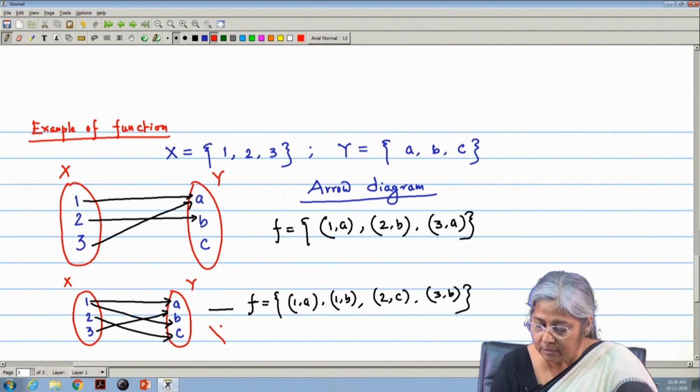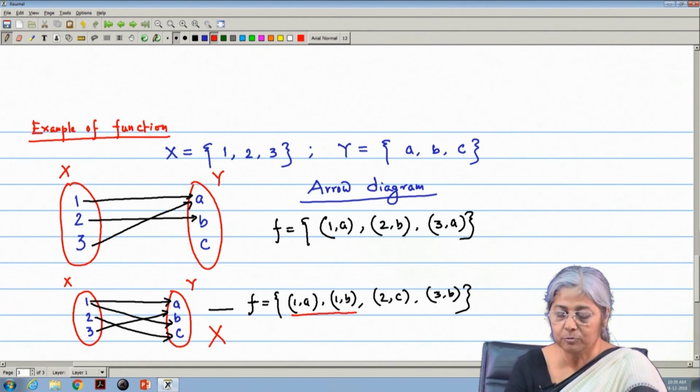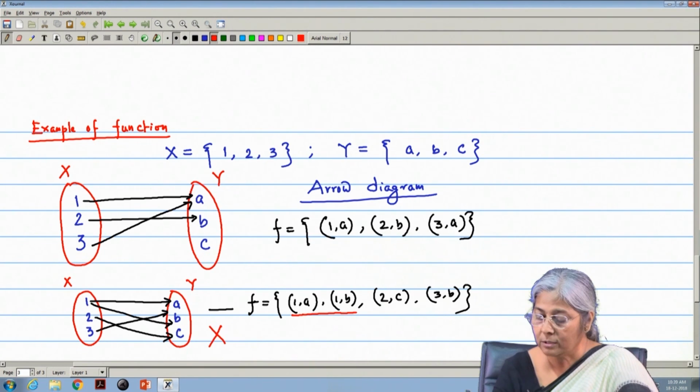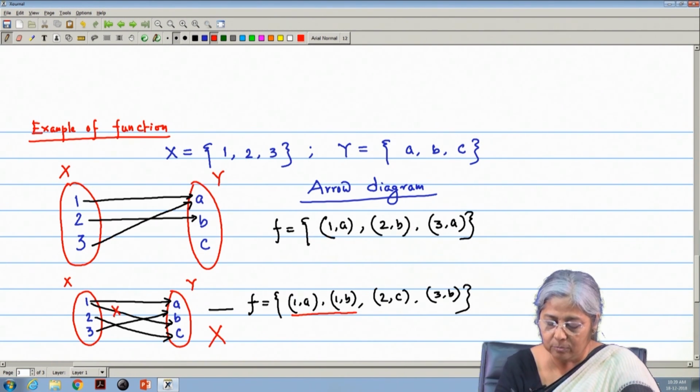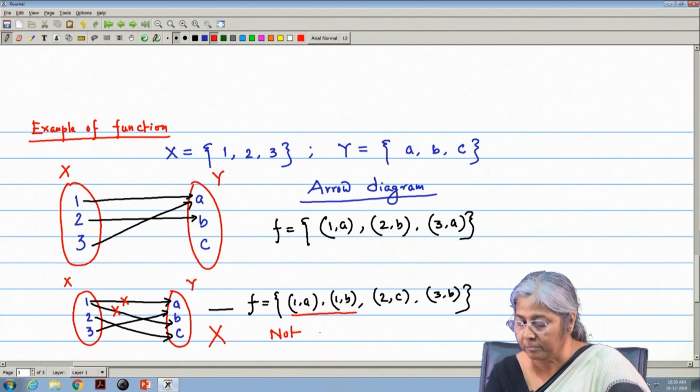Why? See here 1a and 1b, that means it violates the definition of the assignment, since 1 is connected to both a and b. So, for this reason it is not an example of a function.